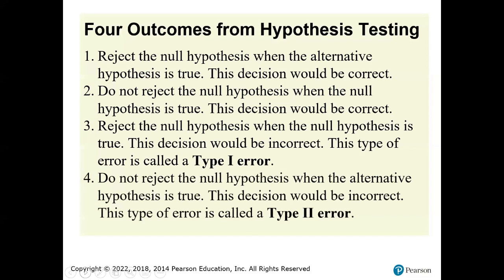The last one is we don't reject the null hypothesis when we have enough evidence to show that the alternative was in fact true. Again, this would be incorrect, and this would be what is called a type 2 error.